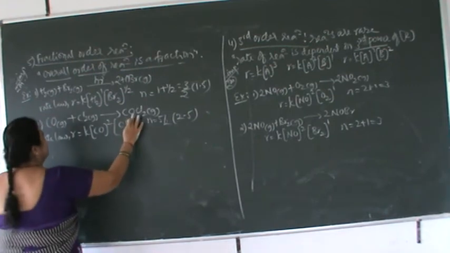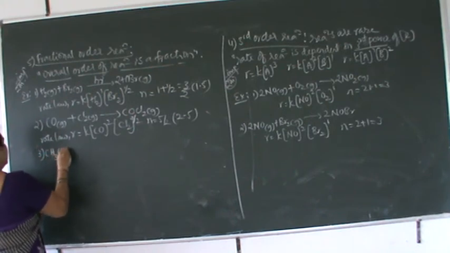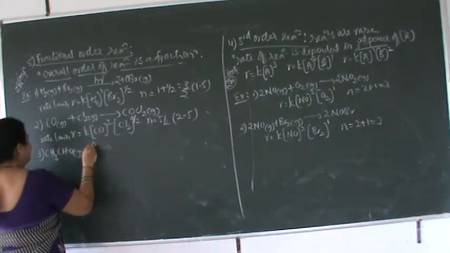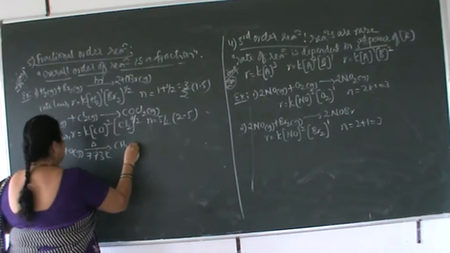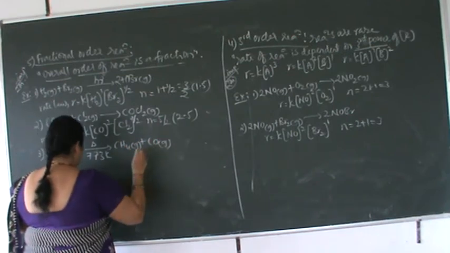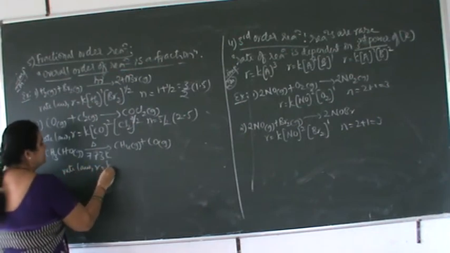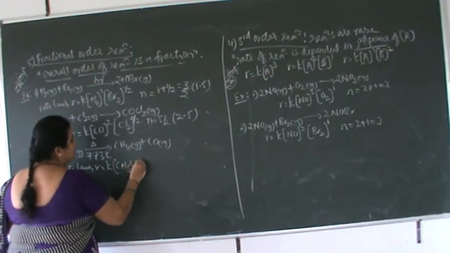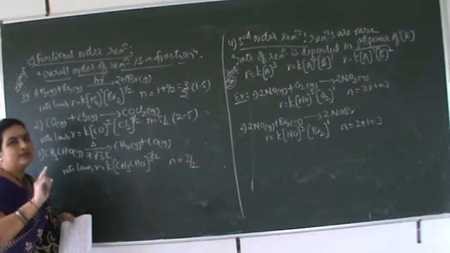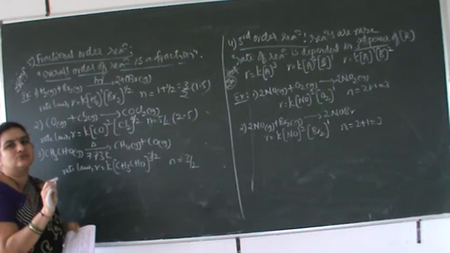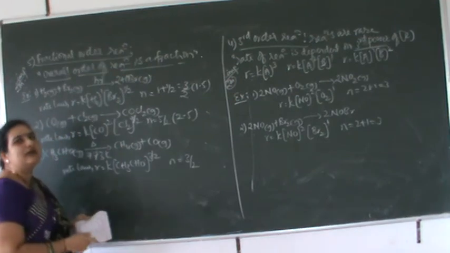Next, third example. CH3CHO gaseous heated at 773 Kelvin gives CH4 gaseous plus CO gaseous. So here the rate law for the equation is R is equal to K into [CH3CHO] raised to 3 by 2, n is equal to 3 by 2. So here there is only one reactant, and with respect to that reactant we have a fractional power, so the overall order of the reaction is again a fraction.